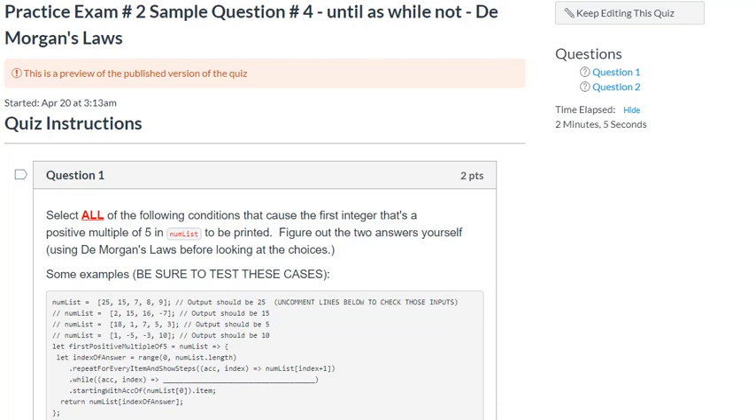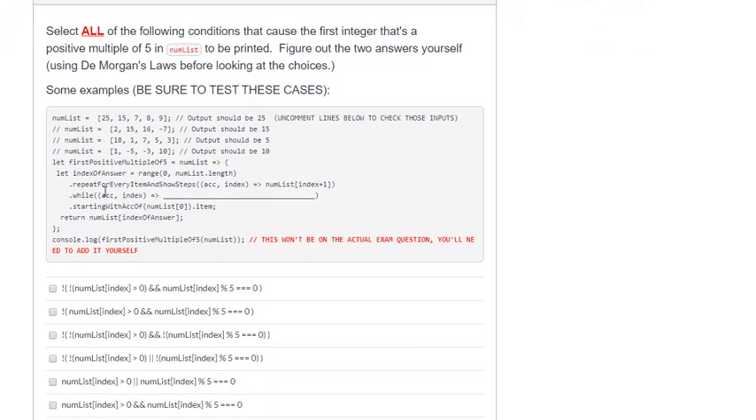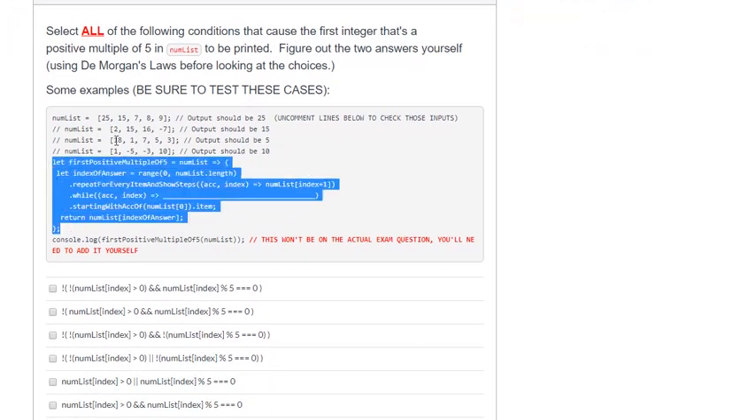Hi everyone. In this mini lecture I'm going to be talking about the solutions to a couple of questions that should help you with question number 4 on the exam. Okay, so basically what you're going to be doing is filling in a function that takes a number list and produces the first number in the list that meets a certain condition.